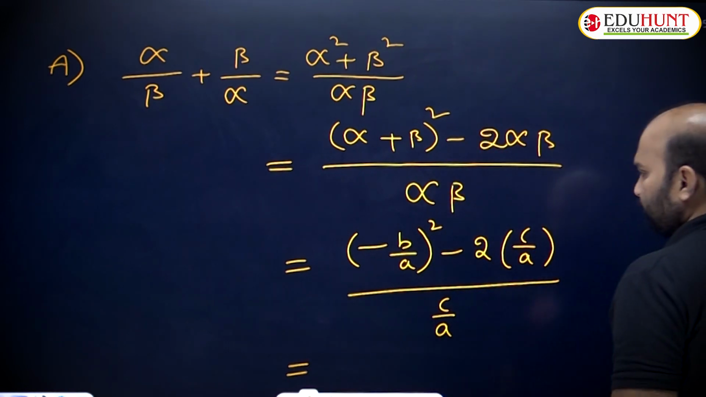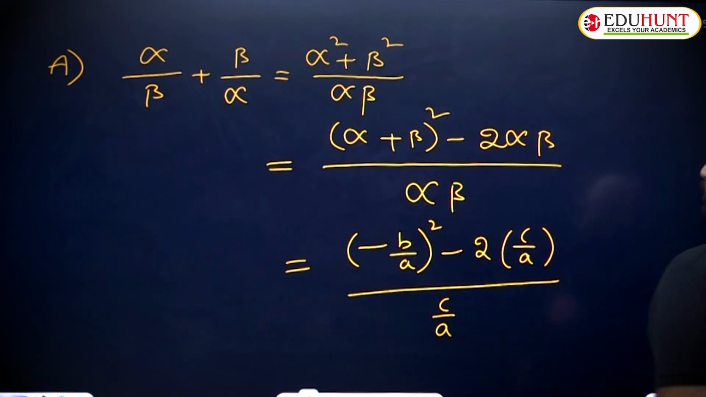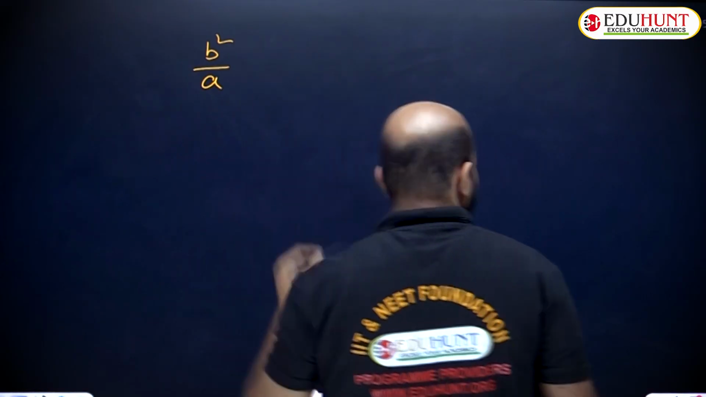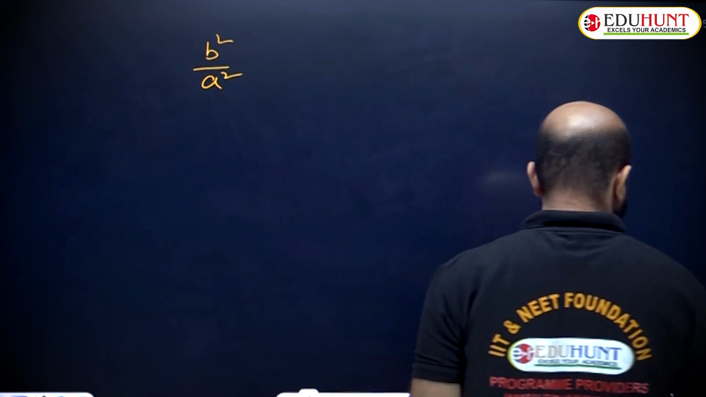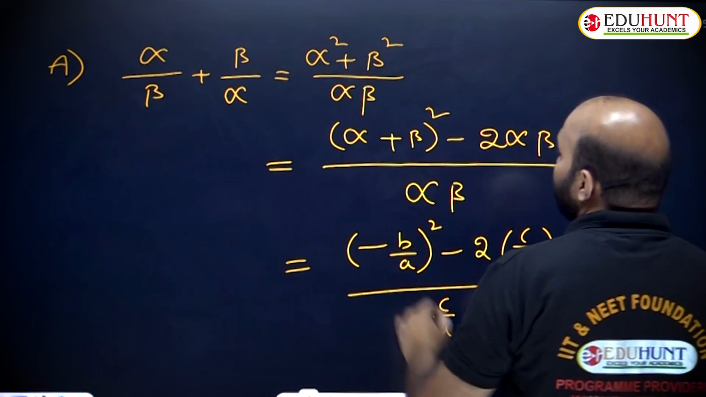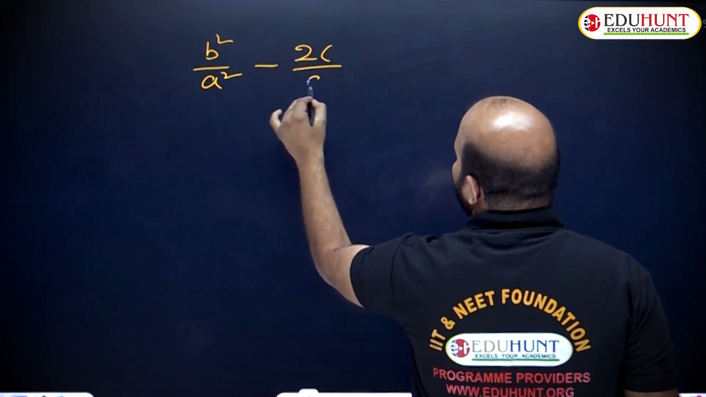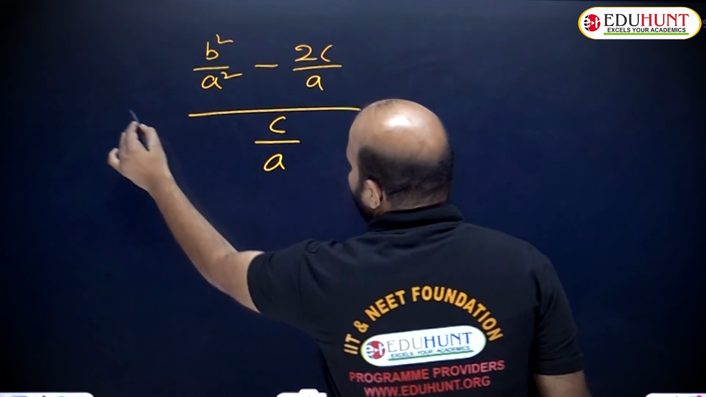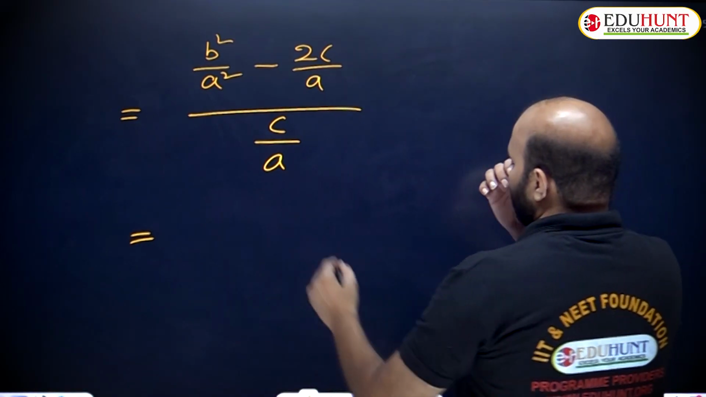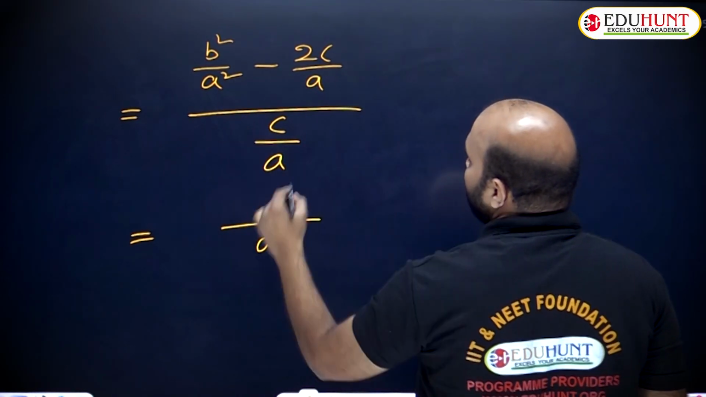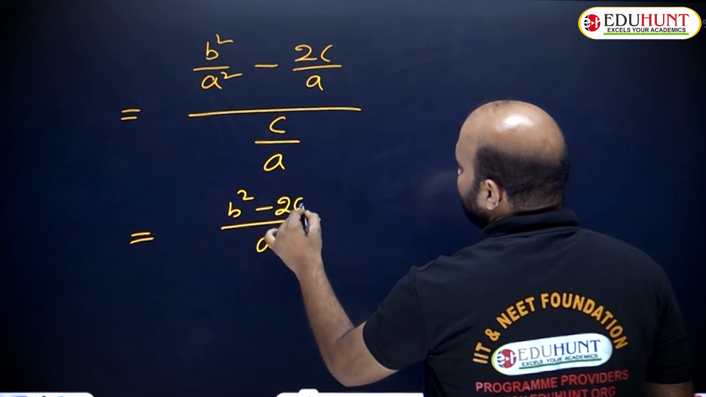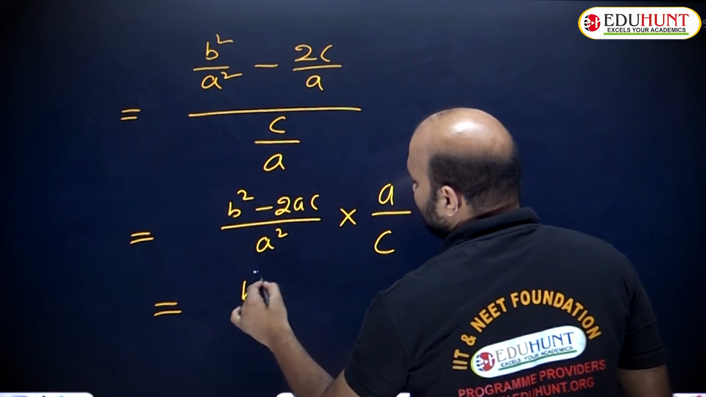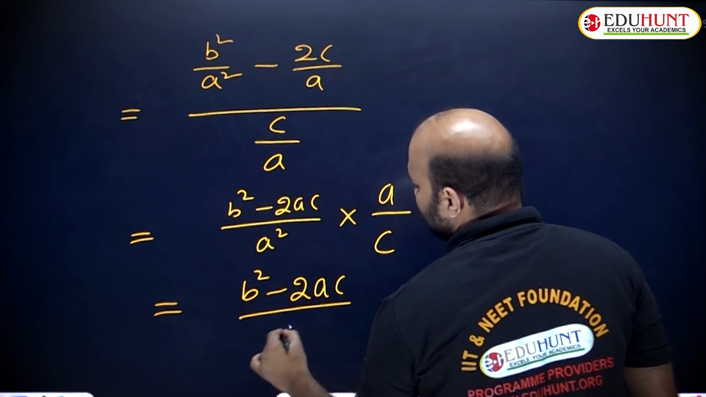So, minus b by a whole square can be written as b square by a square. Whole square minus 2 into c, that is 2c by a, whole by the denominator c by a. The numerator, with a square as LCM, can be written as b square minus 2ac. According to the reciprocal, it can be written as a by c. One a term cancels. What is remaining? b square minus 2ac by ac is left.